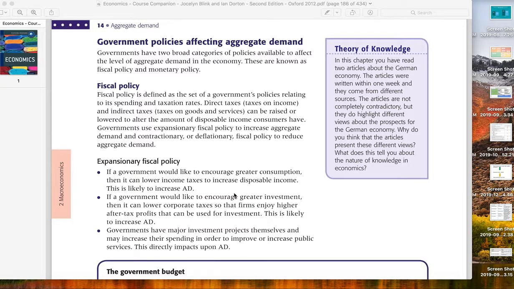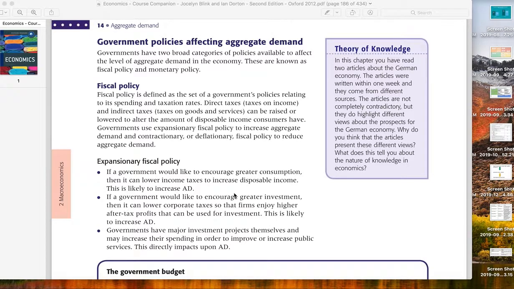All right, this is getting into the fun macroeconomic stuff. Governments have two broad policies that affect the aggregate demand of the economy. They're called fiscal and monetary policy. So these are two strategies you can use to heat up or slow down demand in your economy. Fiscal policy is when the government sets policies relating to either spending or taxation.